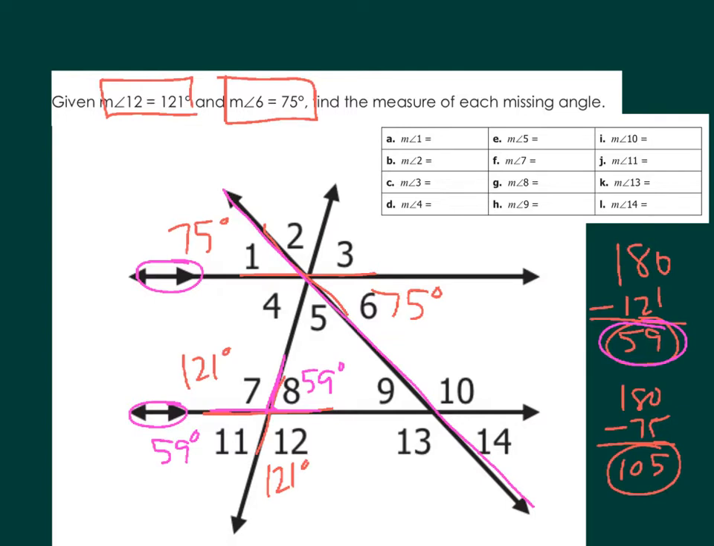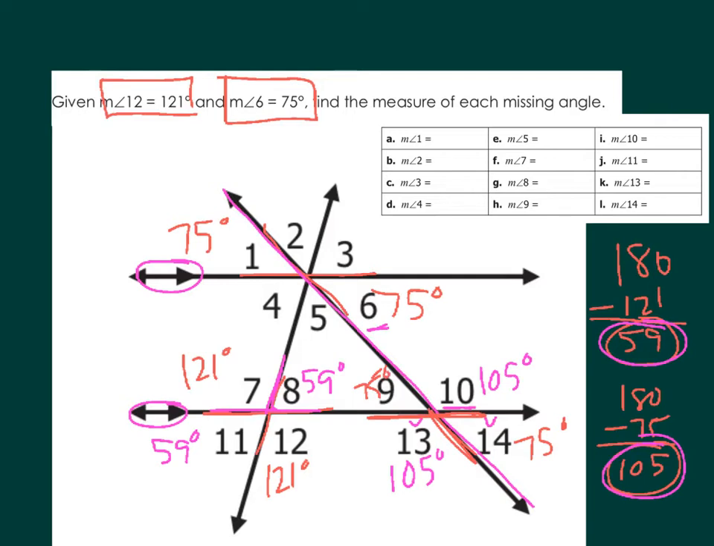So that means that 6 and 10 are consecutive interior of parallel lines, which makes them supplementary. So 75 plus something equals 180, and we already did that subtraction over here. So that's going to be 105 degrees, which makes 13, 105 degrees. And then I know 180 minus 105 takes me back to 75, and 13 and 14 are a linear pair. Right? I have that straight line, adjacent angles, so this is 75 degrees, and it makes angle 9 also 75 degrees.